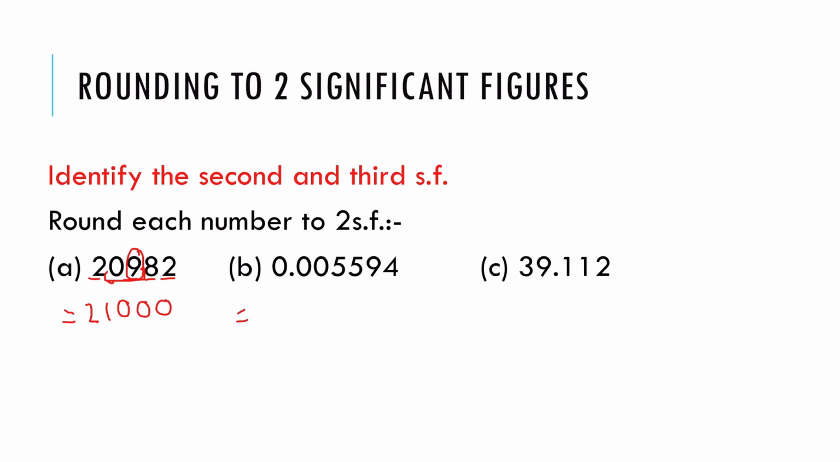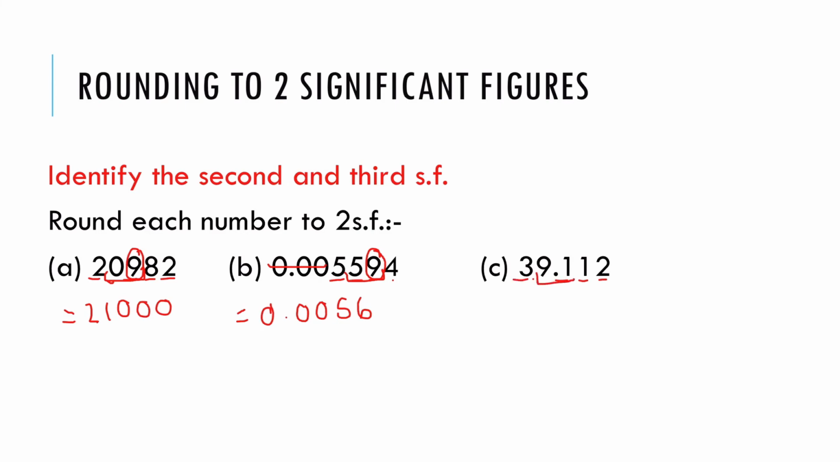In part B, our leading zeros don't count. So we have 1, 2, 3, 4. Our second and third are here. 9 is greater than 5, so it's going to round the 5 in front of it up to a 6. Again, I don't replace my trailing zeros because they would count as significant, so this does now have 2 significant figures.